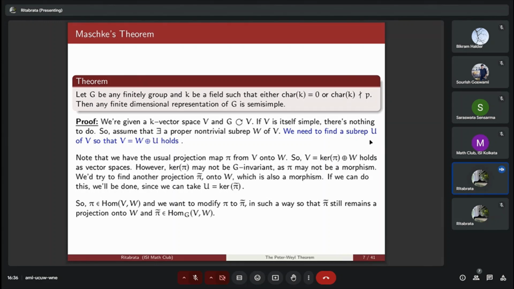In the usual vector space scenario, this U always exists, but in our scenario, this U might not be invariant under the group action. We'll see that if the group is finite and the characteristic doesn't divide the size of G, we can always find such a U.